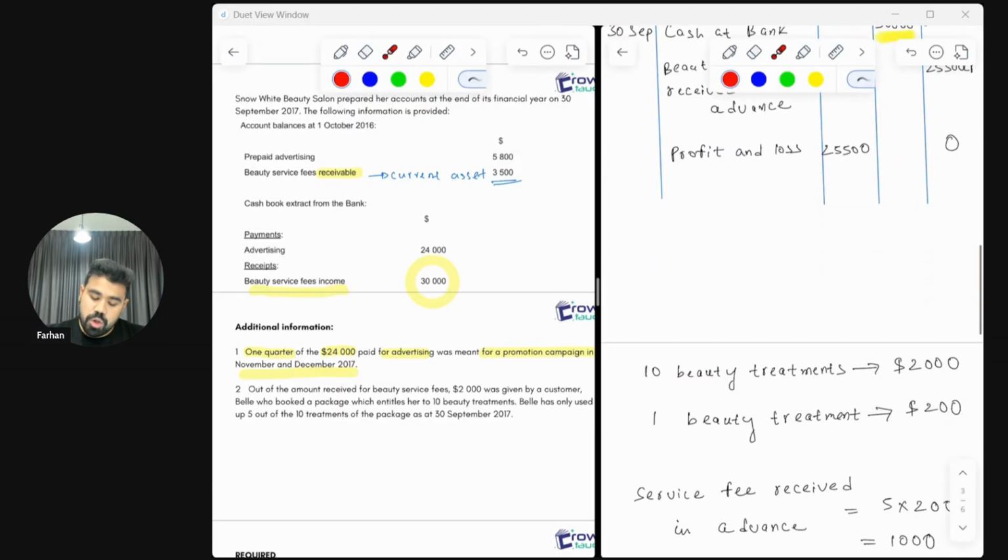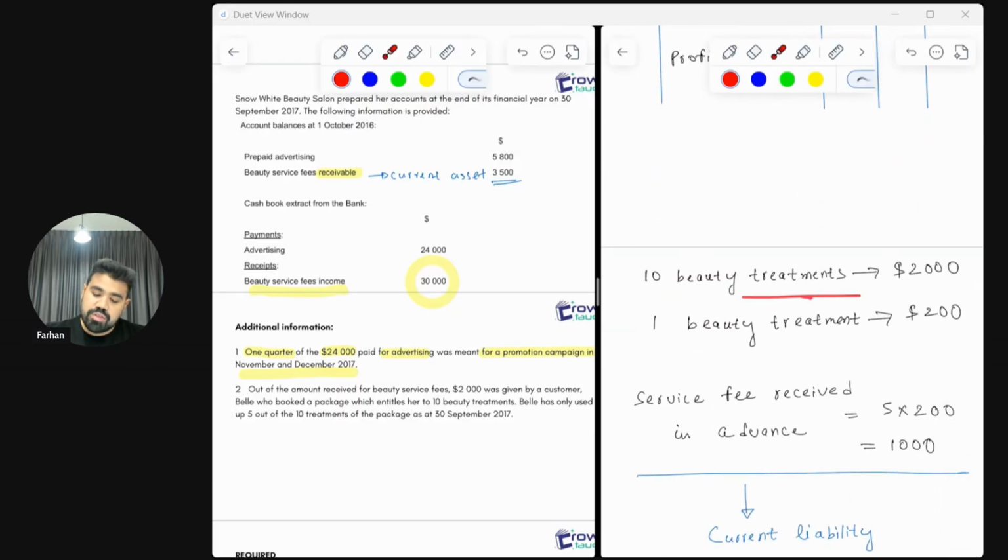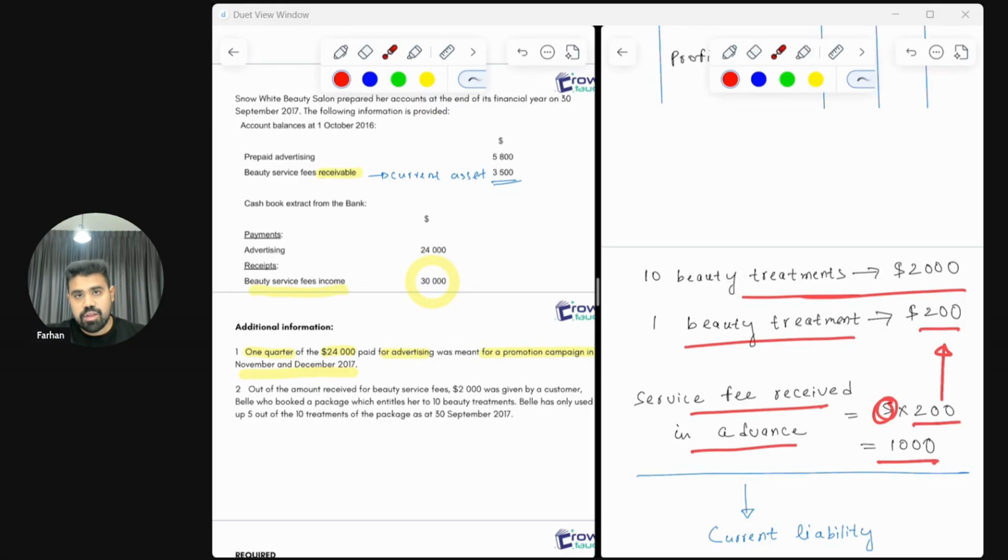All right. So as we understand, 10 beauty treatments cost us 2,000. Therefore, one beauty treatment should cost us 200, which is 2,000 divided by 10. And we know 5 of these beauty treatments, we have received the payment in advance, and that is what we are calculating. Service fee received in advance is 5 treatments multiplied by $200 per treatment, which is $1,000. So altogether, at 30 September 2017, we have to record the fact that we have received $1,000 of fee in advance, and we still haven't delivered these services yet.